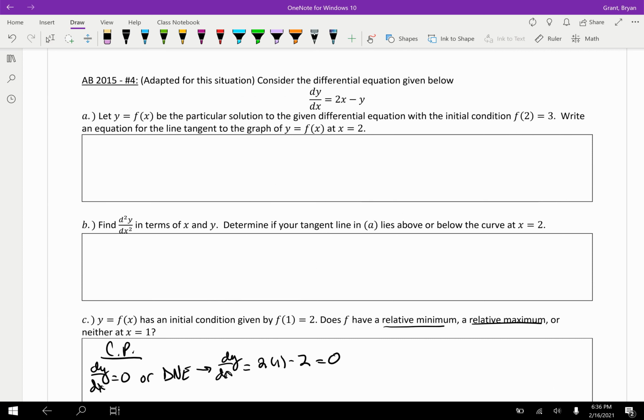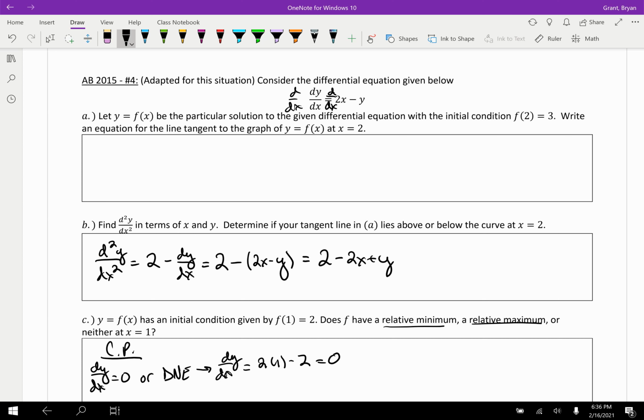We need to fall back on the very seldom remembered second derivative test. So I might as well actually find the second derivative up here, and that way you can test yourself and see if you found it correctly. We had to do d/dx of each side. d/dx of 2x is 2, and of y is dy/dx. Going out further, because it said in terms of x and y, dy/dx was 2x minus y, and finishing this off, 2 minus 2x plus y.